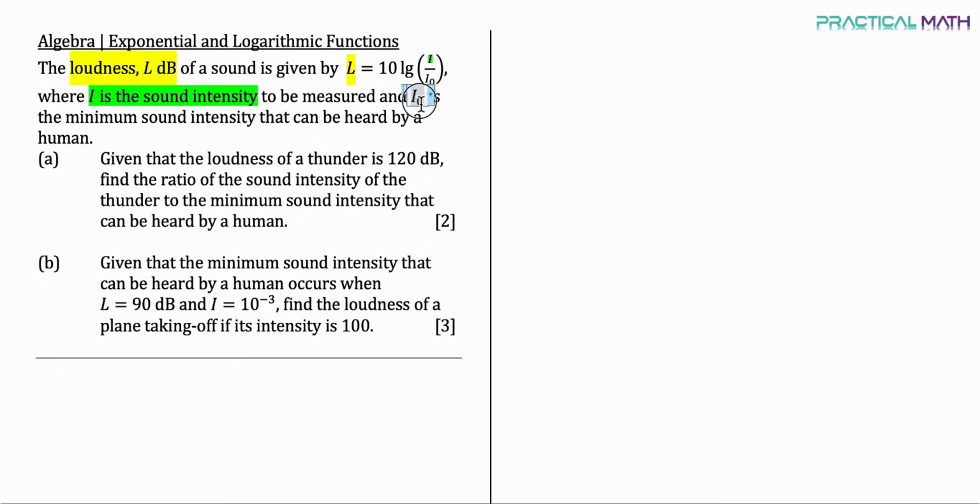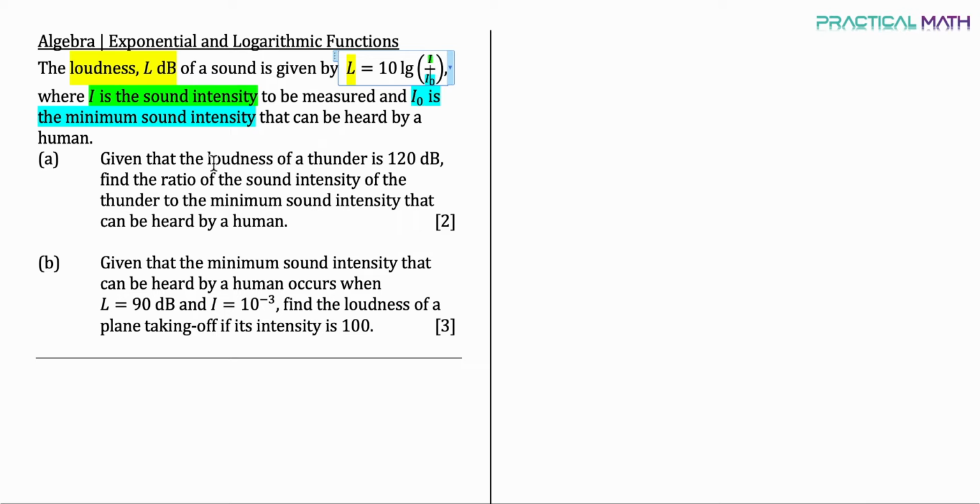I naught is the minimum sound intensity that can be heard by a human. Now this doesn't change, this is in fact fixed. I consider this as a constant. It's not a variable, it's fixed. So in this equation, we have L as a variable, I as another variable, and I naught in this case is a constant.